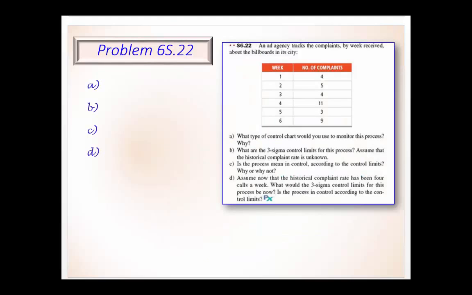So here we have a problem from the book, 6.22, and we're going to answer these questions. So first we'll read the problem. An ad agency tracks complaints by the week received about billboards in the city. All right, so week 1, 4, week 2, 5, etc. What type of control chart would we use to monitor the process? Well, of course we know it's a C chart because I just told you I was going to work another problem, but we know it's a C chart because there's an unlimited number of possible complaints, right?